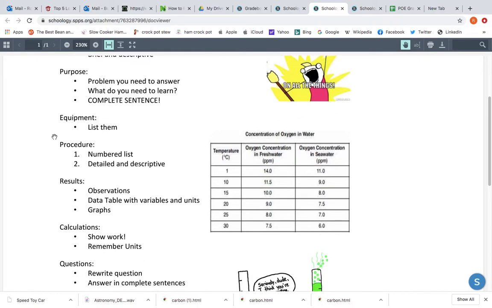The purpose. What are we trying to answer? What is the problem we're dealing with? What do we need to learn? The purpose should be a complete sentence.